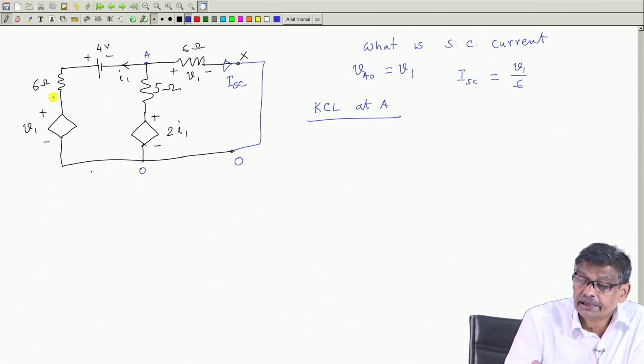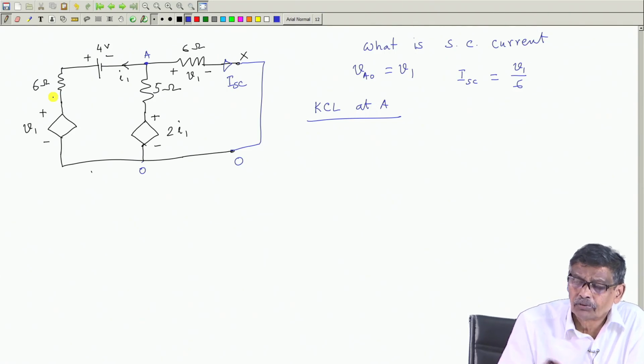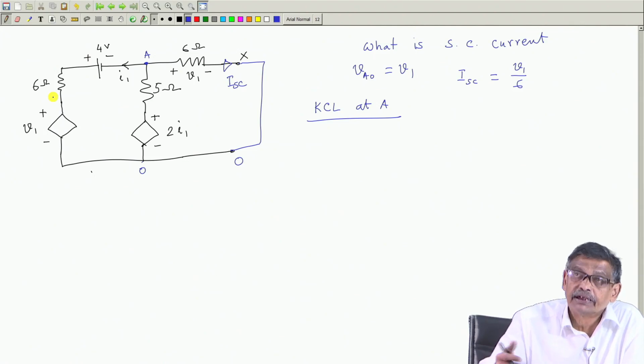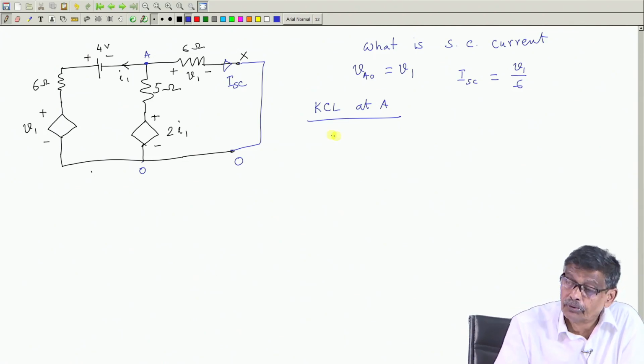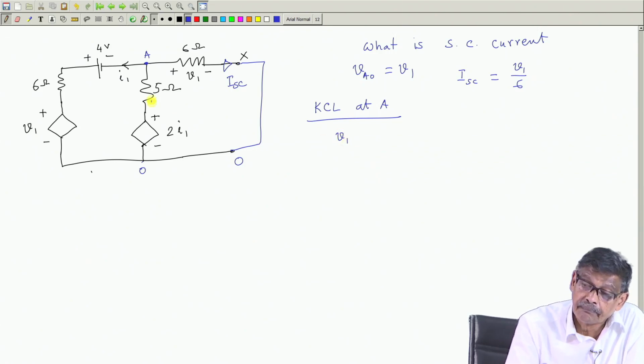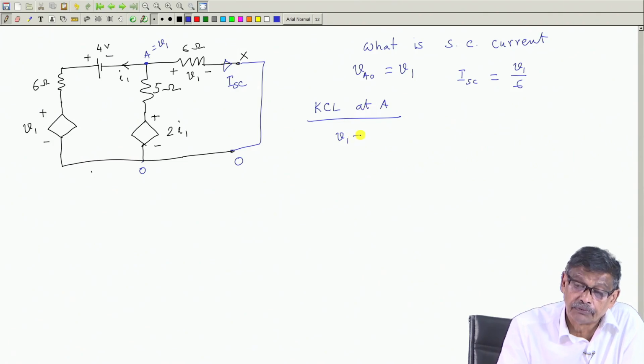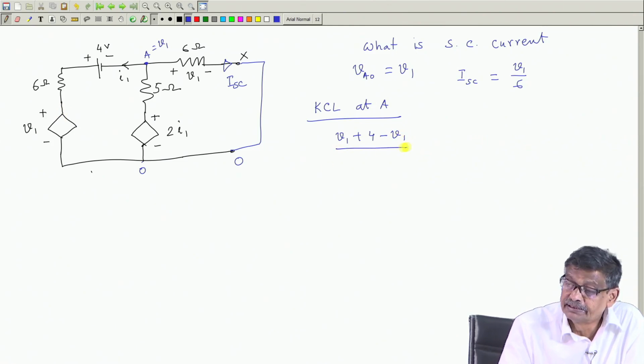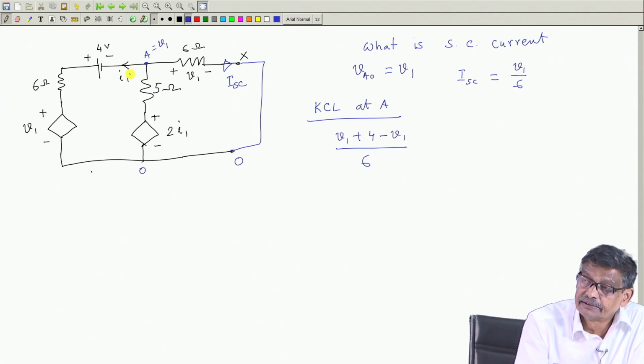And while finding out short circuit, do not keep all the sources present, because I am not going to find out R Thevenin's this way. I will find out R Thevenin's in a different way, that is what I am showing. So, VA0 is nothing but V1 itself. So, V1 plus 4, then once again minus V1 divided by 6 is this current.